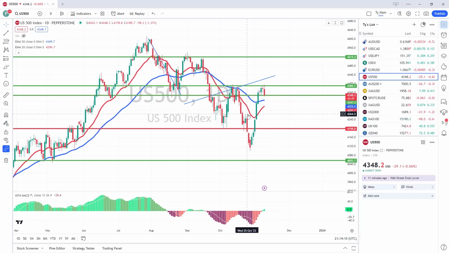So really good trading. Hopefully you're able to take some of those moves this week, because I think they were really good and very in line with what we were talking about last week.